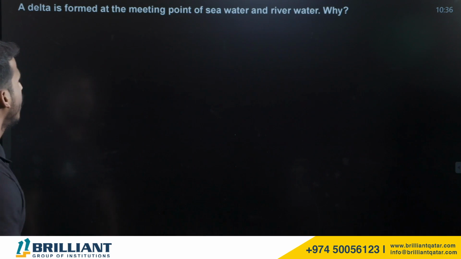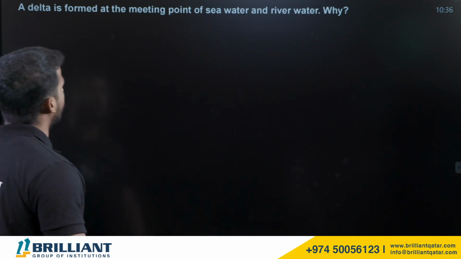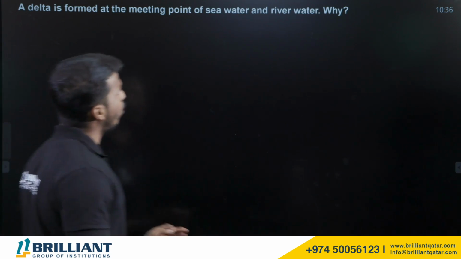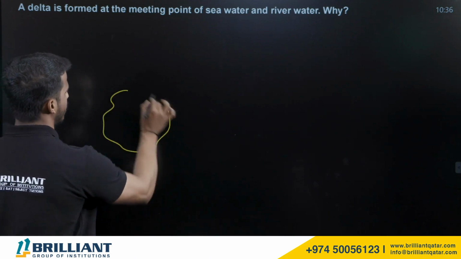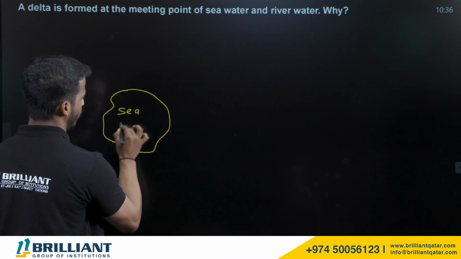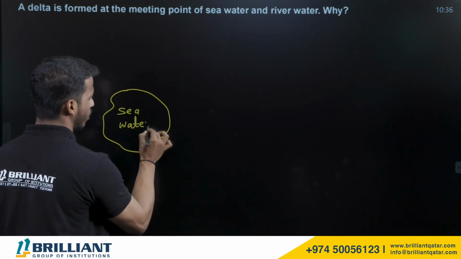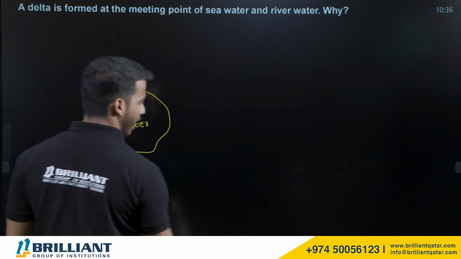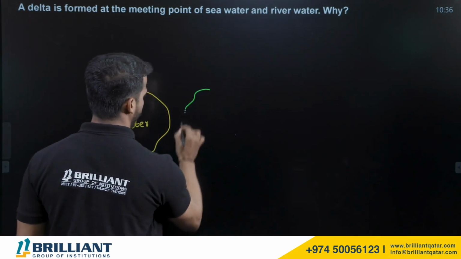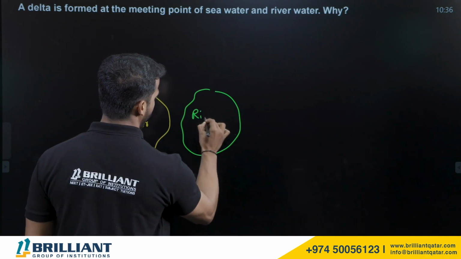Next. A delta is formed at the meeting point of sea water and river water. Why? Dear student, consider this is the sea water region. Okay, sea water. You know, sea water contains many electrolytes, especially NaCl. And on the other side we have, you can consider, the river water. Okay, this side, let us consider the river water.